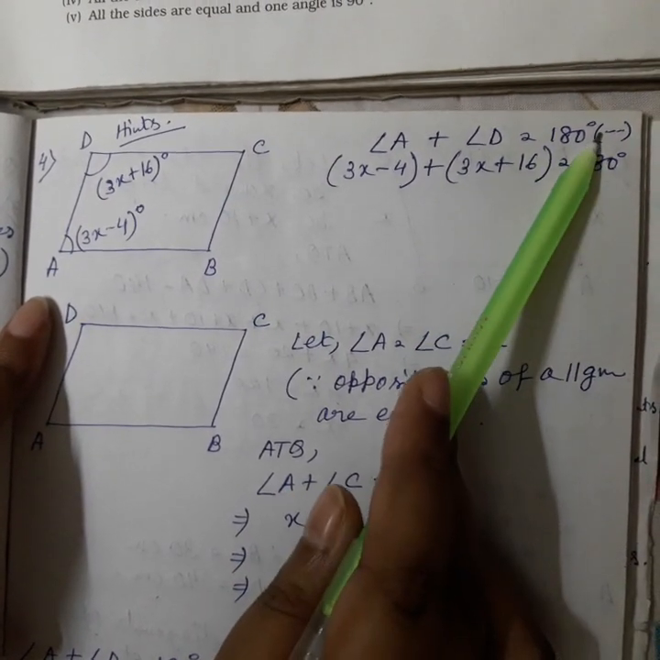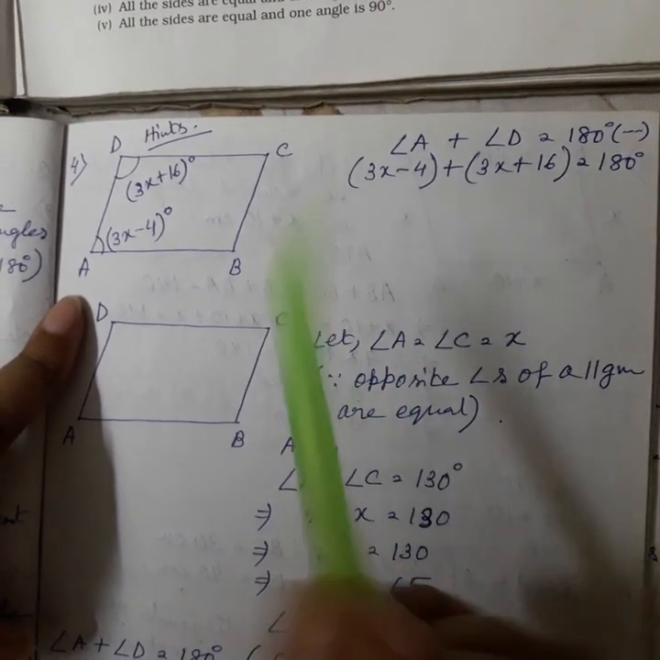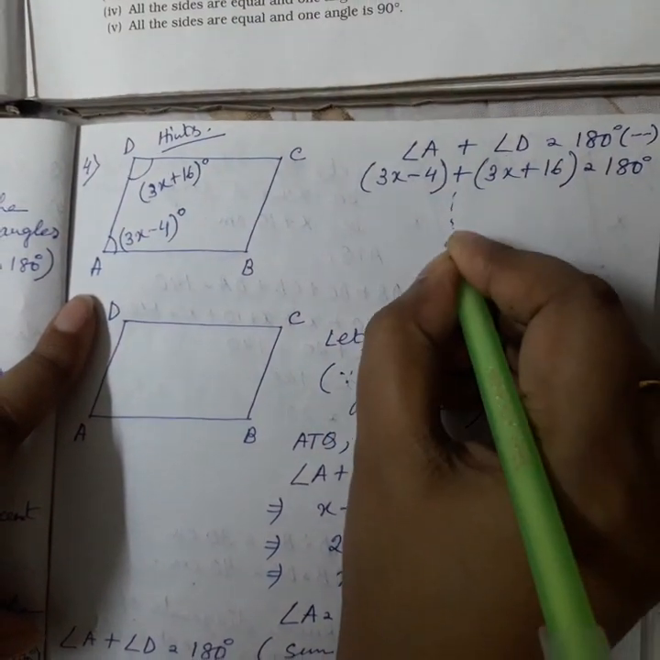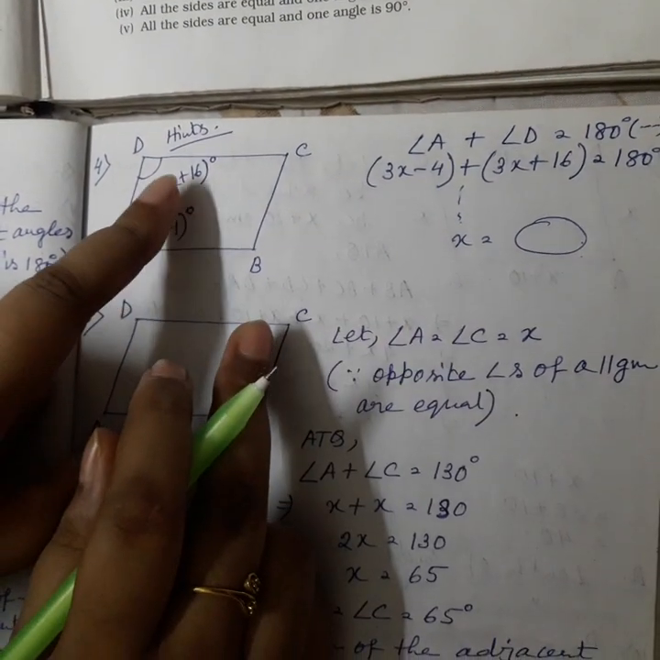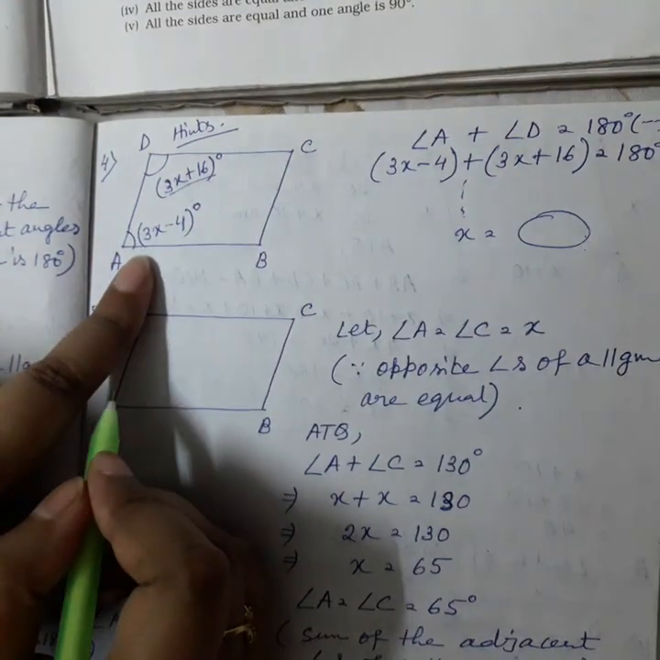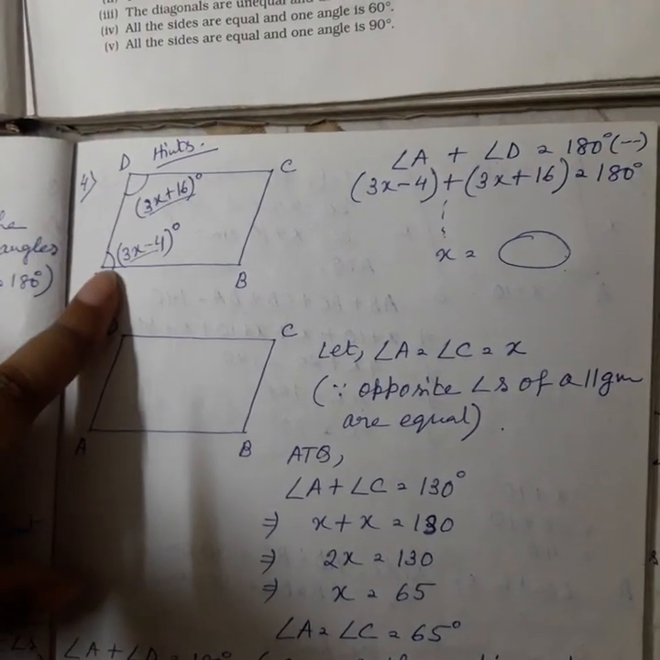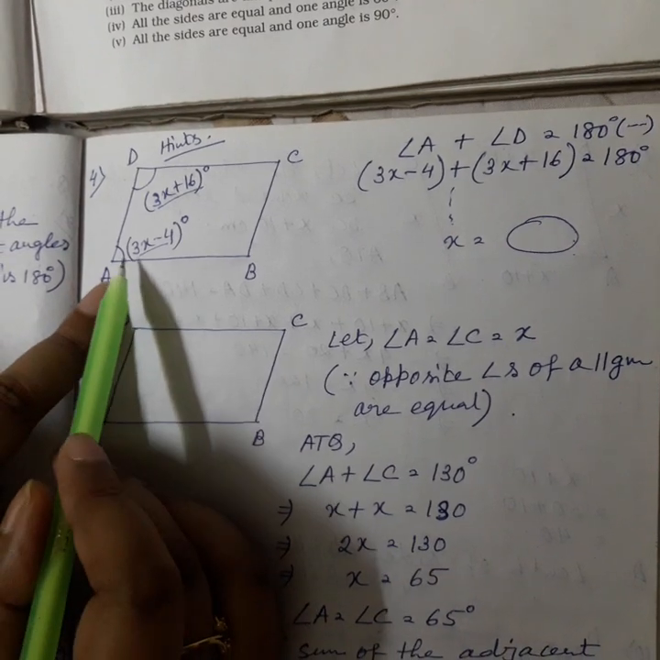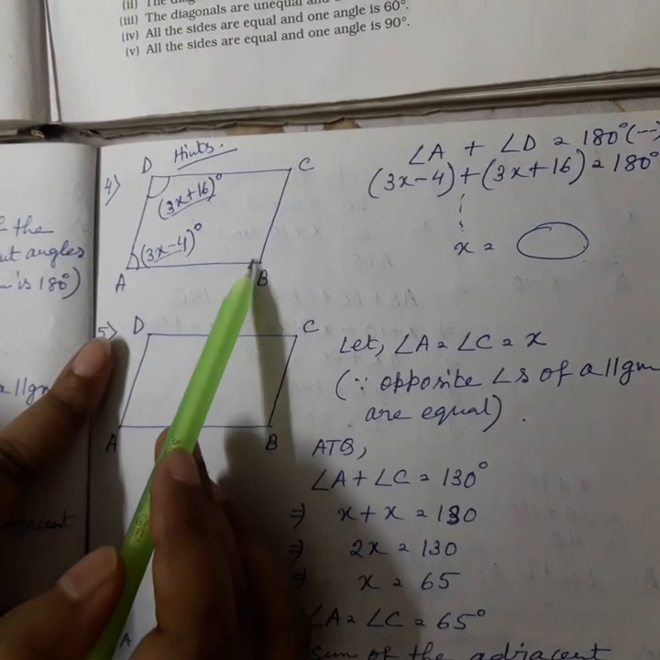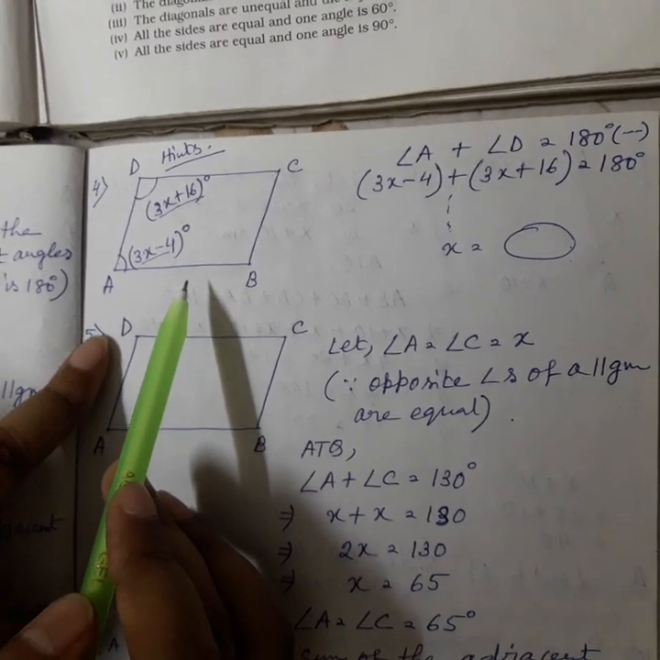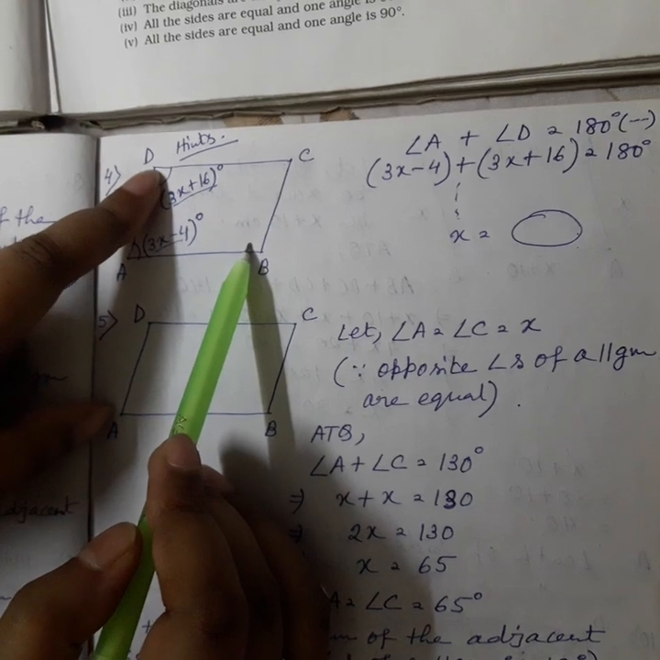In the same way, the sum of the adjacent angles, angle A plus angle D equals 180 degrees, you will write. You will give the reason. Angle A and angle D you will put. After solving this equation, you will get the value of x, some number. So after getting x, you will put it in 3x plus 16 and 3x minus 4. So these two angles you will get, angle A and angle D. After getting these, angle A and angle C are opposite angles, and angle D and angle B are opposite angles. So angle A and angle C you will get, and angle B and angle D you will get in that way.